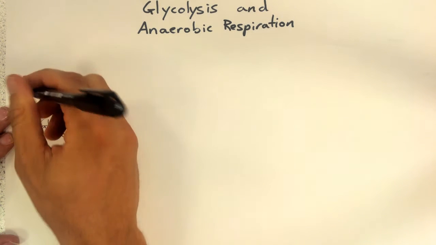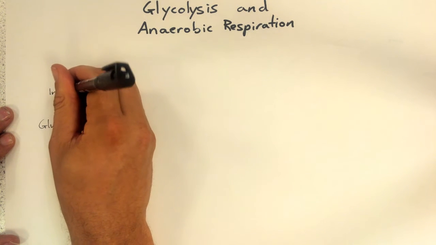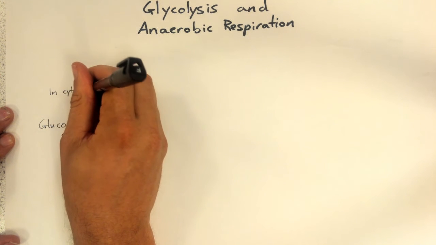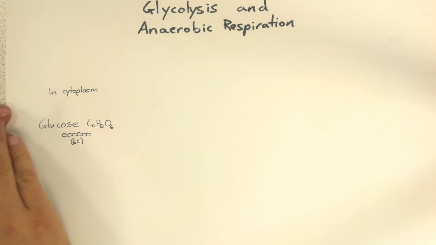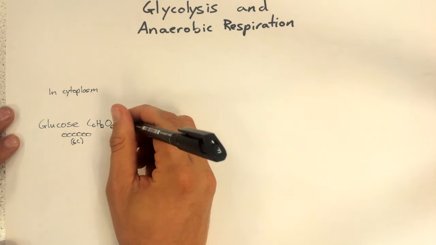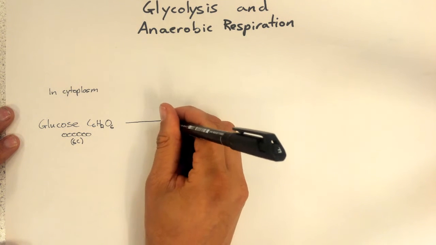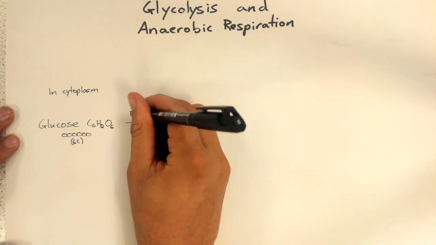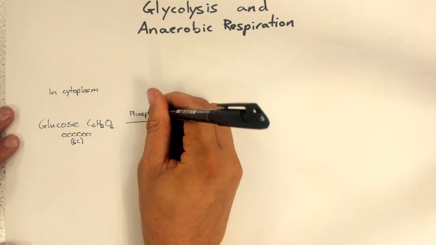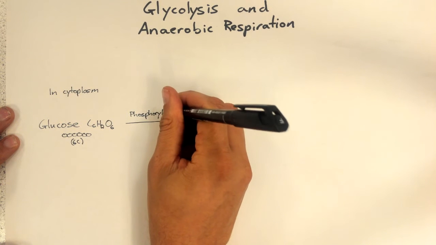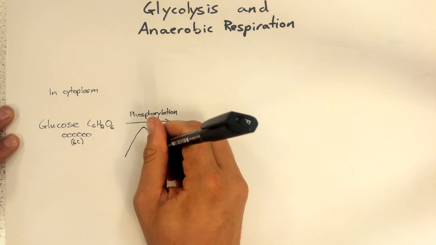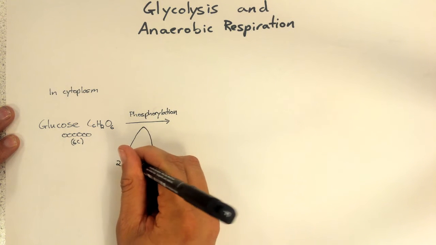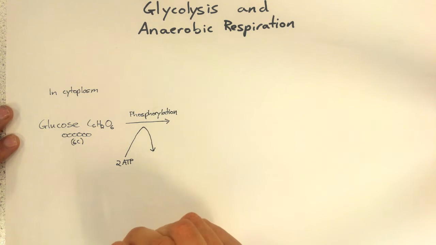Glycolysis happens in the cytoplasm, not the mitochondria. So respiration, be it aerobic or anaerobic, always starts in the cytoplasm. The first step is phosphorylation of the glucose molecule. In this step, 2 molecules of ATP are used to phosphorylate the glucose molecule.